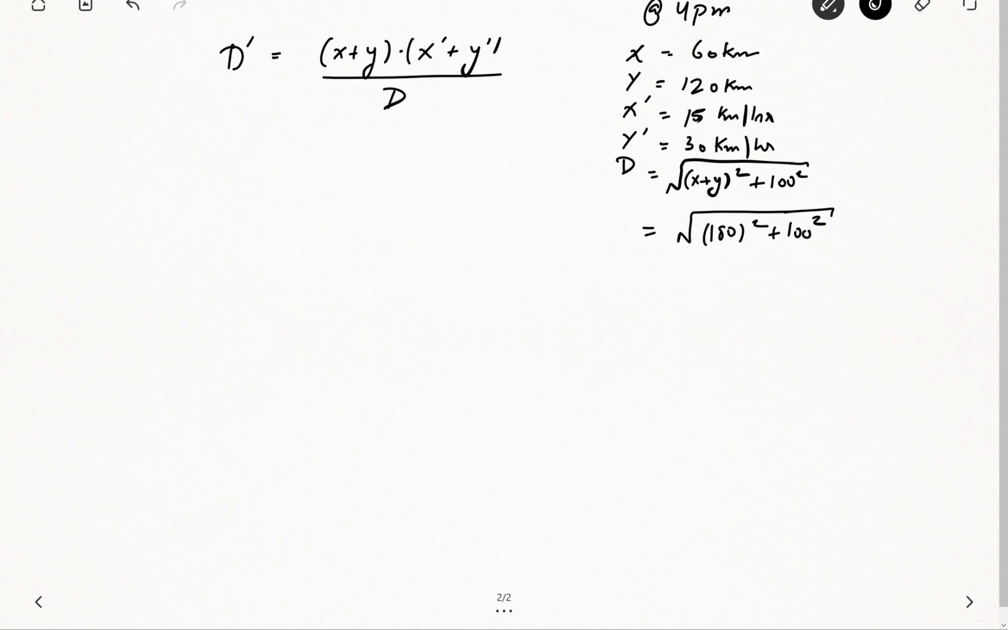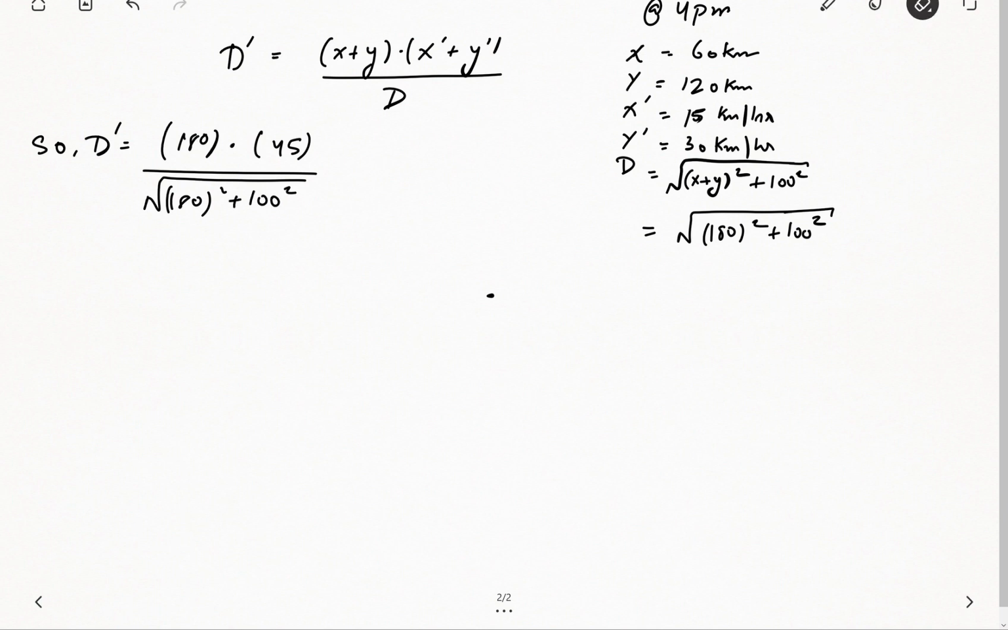Right? Once we get that, we can finally evaluate the expression. So the final answer is the rate of change in distance will just be x plus y, which is 60 plus 120, is 180, times x prime plus y prime, that's going to be 45, and divided by d. I'm just going to keep it like that. So I'm going to keep the whole thing, the square root of 180 squared plus 100 squared. And that's it. That's how you do the first problem.